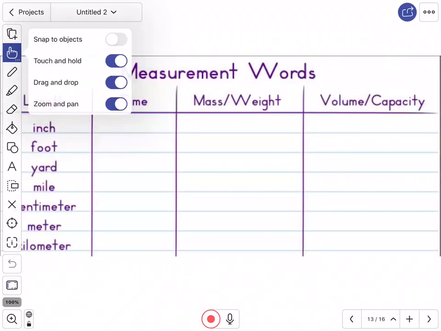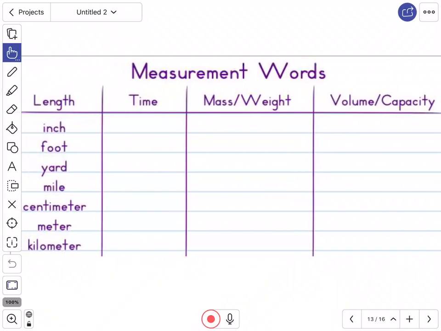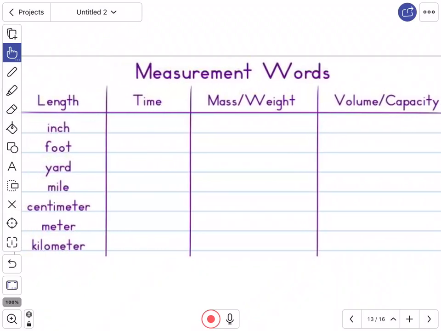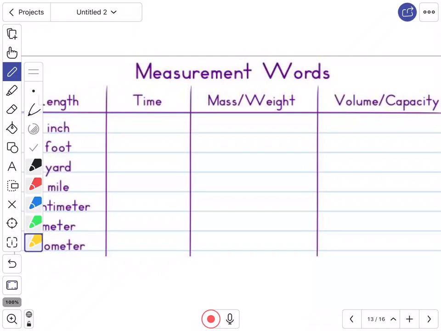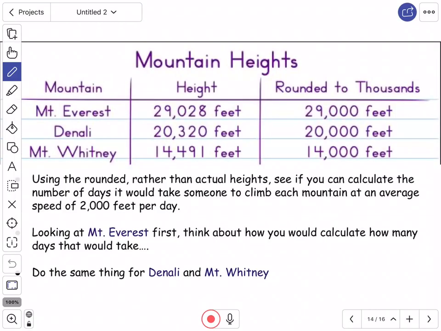So for length, measurement words we would use would be inch, foot, yard, mile, centimeter, kilometer and meter, okay? There's also measurement words for time, mass and weight, and volume and capacity. But for today, we're just going to think about these particular words when it comes to length, okay? All right, so mountain heights. We heard about a couple of different mountains, but here we have Mount Everest, and the height of Mount Everest is 29,028 feet. Rounded to the nearest thousands would be 29,000.